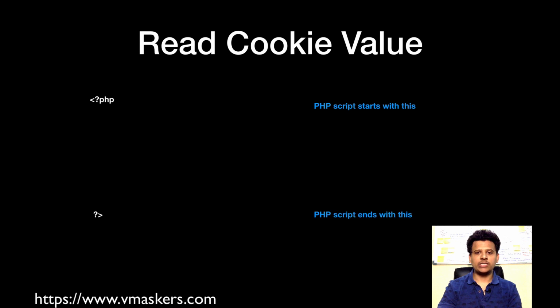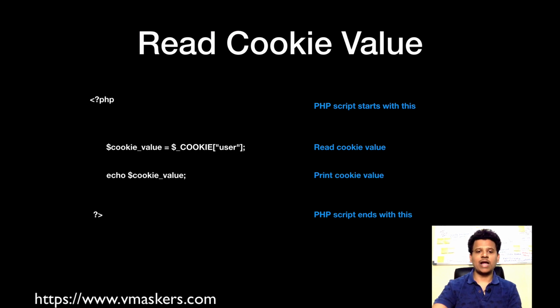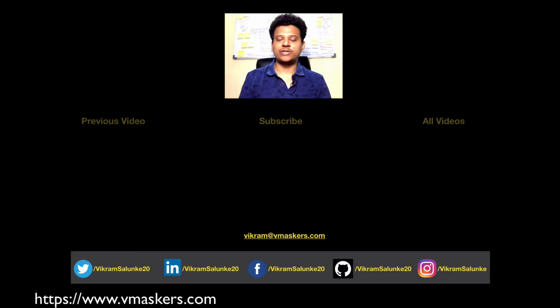Now once again, let's see how to read a cookie value. PHP code starts with this, ends with this. So we are saving the cookie value from the cookie user inside a cookie_value variable. $_COOKIE is a super global which will give access to all the cookies, and we know the cookie name, that is user. So using this we can get the value of a cookie, and after that we are printing the cookie value. So that's it for this video.